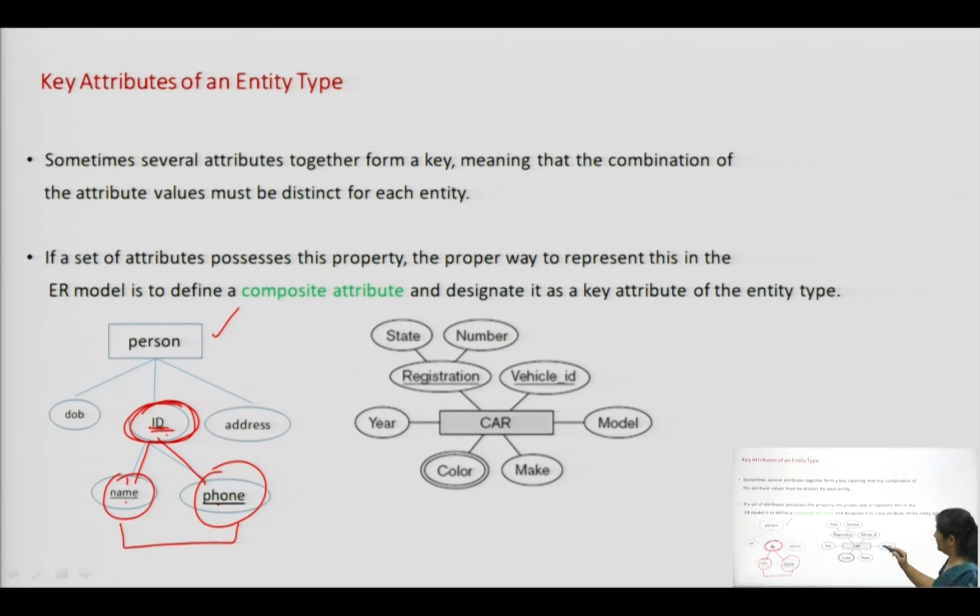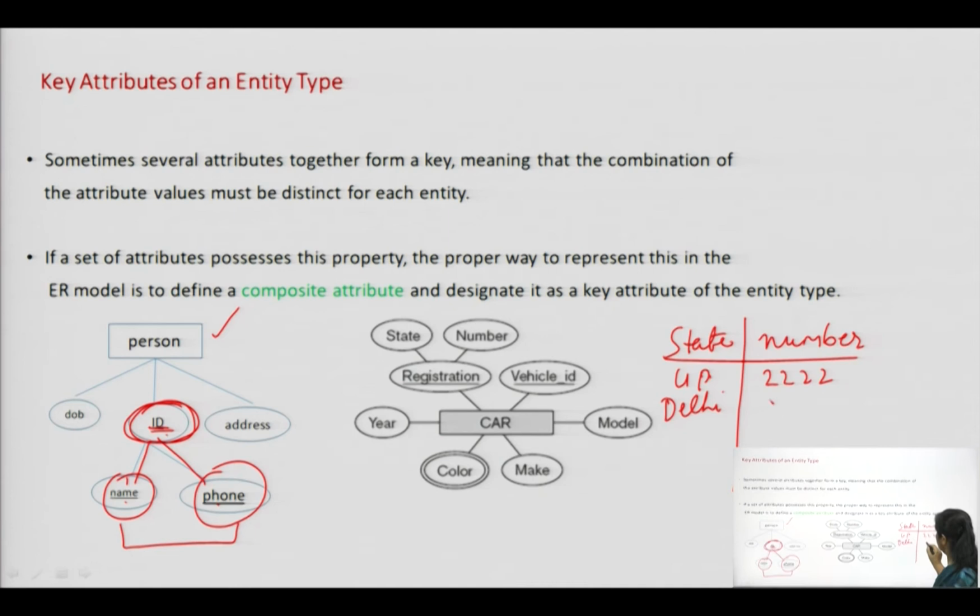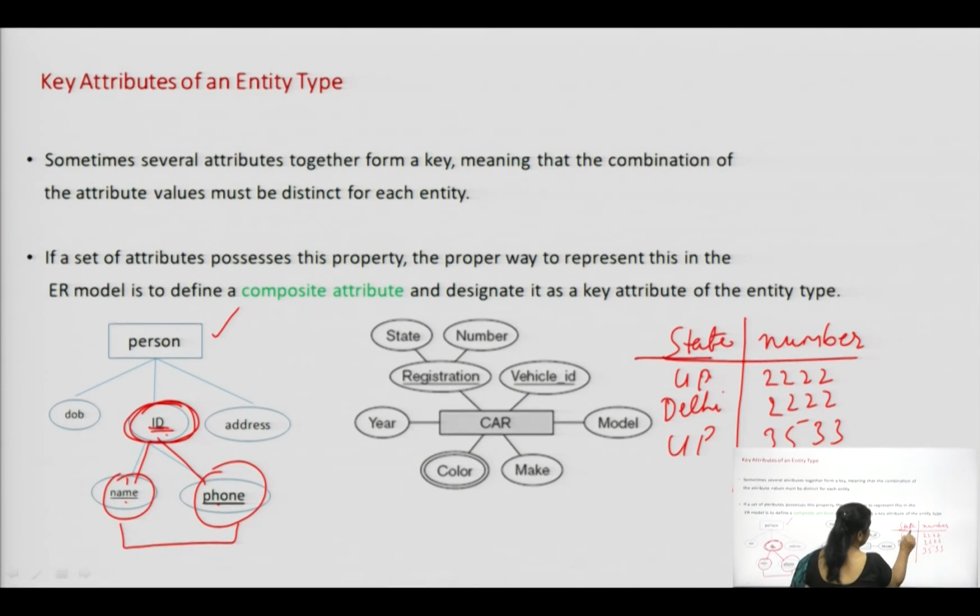Similarly, over here, if we say that the state and the number, for example, let us say I have state and the number, these two will uniquely form the key. For example, state is UP and it is some number 222, but this number 222 can also be there in the state of Delhi. Okay. Then again UP can have a number 3533. Now, look, the state alone cannot be the key.